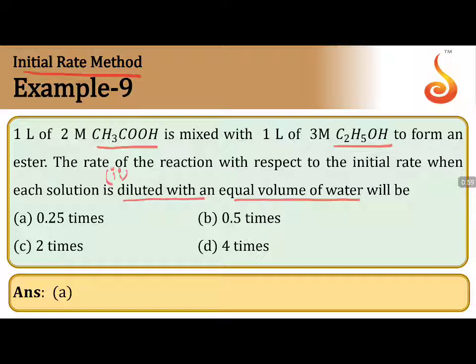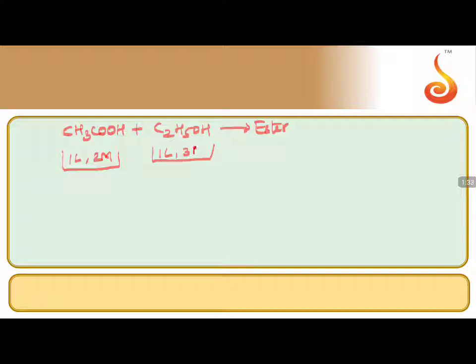So to understand this particular question, let us go with the options, the data that we have. Acetic acid CH3COOH reacting with ethyl alcohol C2H5OH giving you an ester. I am not going to take anything about this ester, how much is required. So we are only concentrating on the reactant side. What is the data given about the acetic acid? It is given 1 liter and 2 molar. And what is the data given about ethyl alcohol? It is 1 liter and 3 molar.